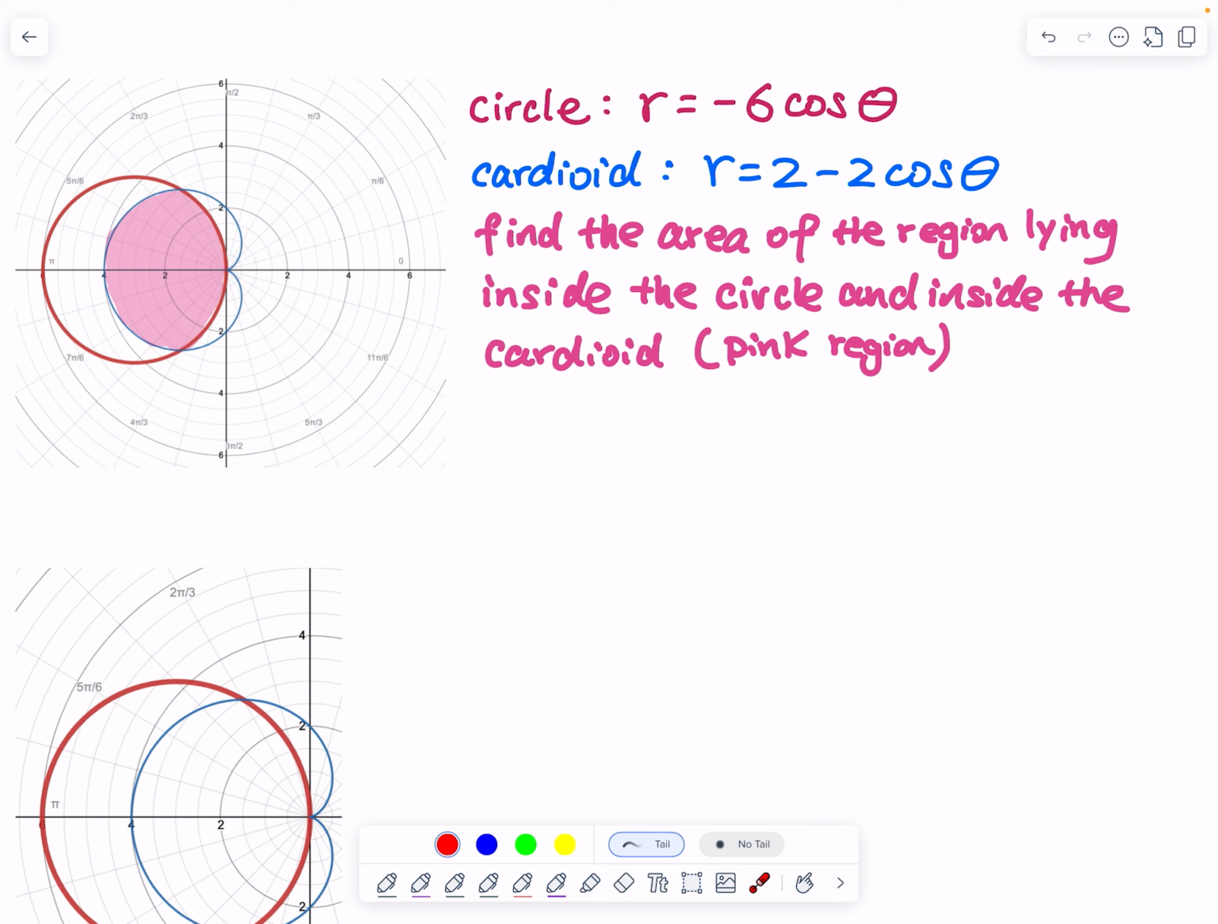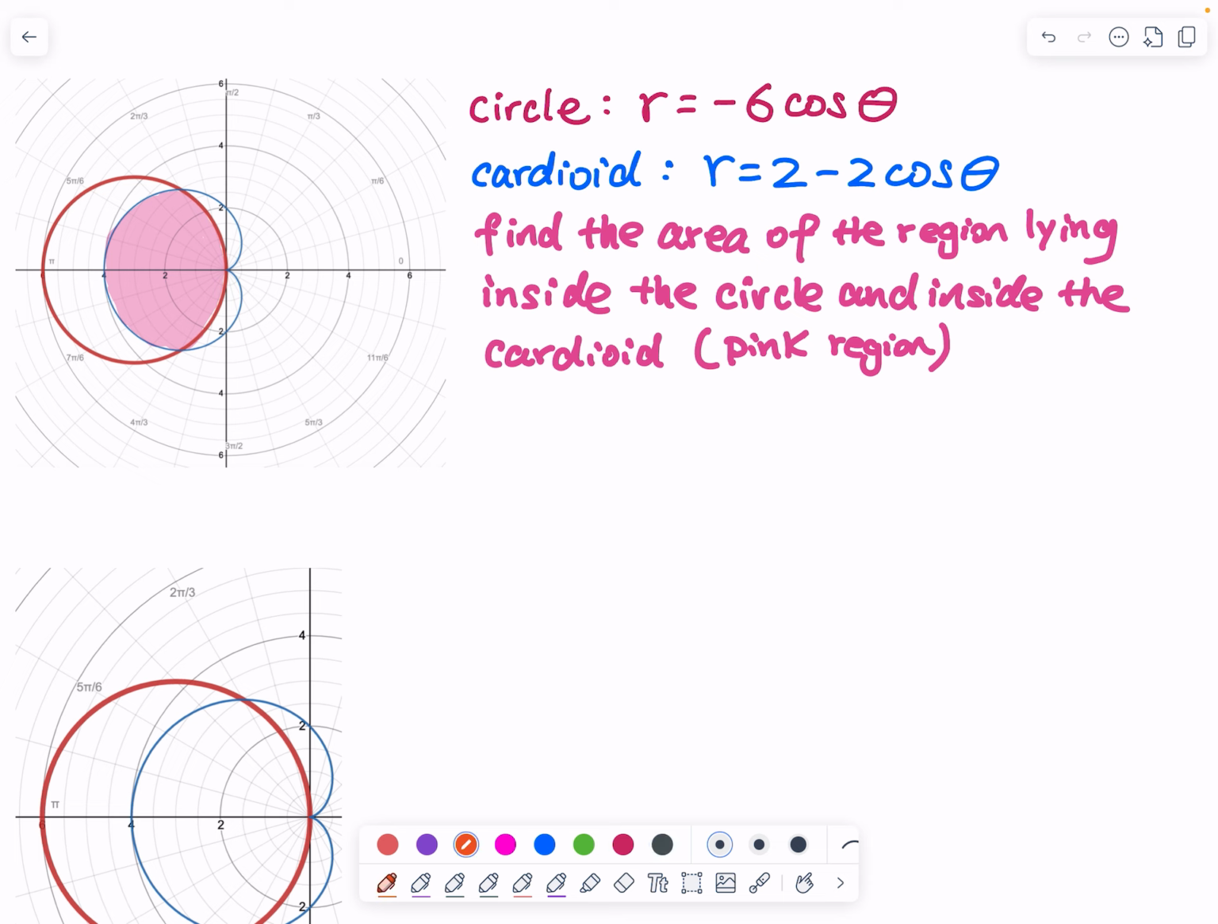And then what they are looking for is they want you to find the area of the region lying inside the circle and inside the cardioid, which is the pink region. This problem isn't that easy. This problem will take lines and lines of math to get to the final answer. To start the first step, we need to find the intersection. This one isn't that easy.